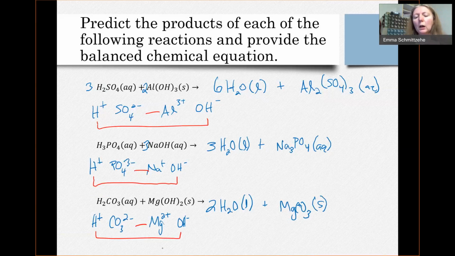Okay, so those are just, you know, a few examples. You should be able to predict products of acid-base reactions. It's just like when you're trying to do precipitation or gas evolution, you always split things into ions and then swap ion partners, at least to get started, then balance things.